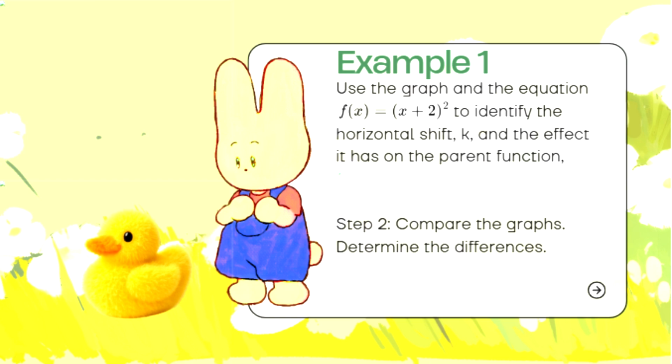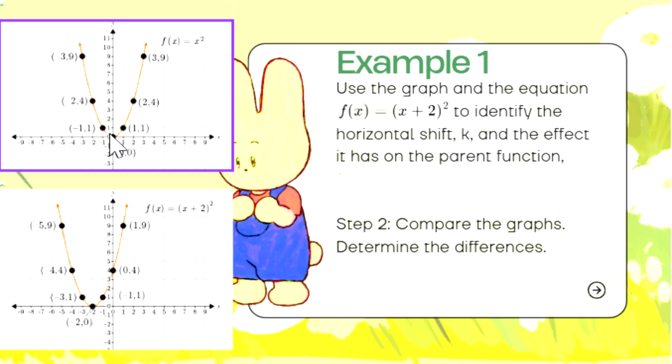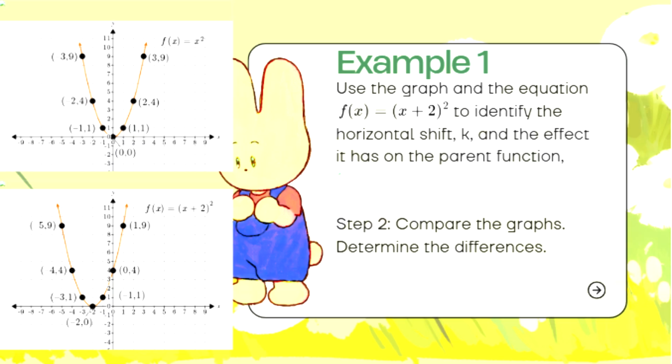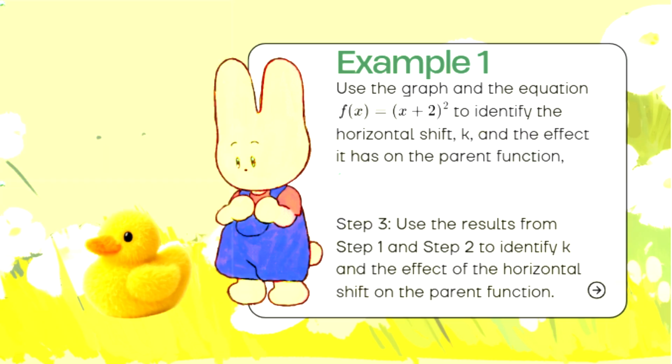Now that we have our graphs, you can see this is the parent function. It touches the origin, and it's shifted 2 to the left, which is exactly what we should see because it does the opposite. So it's minus 2. It's going left 2. Then we're going to use the results from step 1 and step 2 to identify k and the effect of the horizontal shift on the parent function.